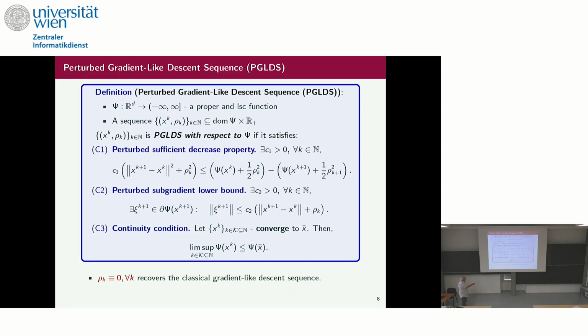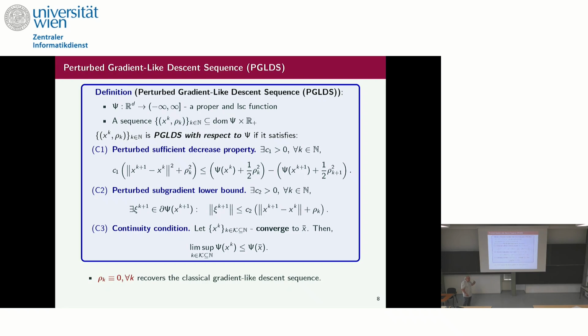Obviously now, if you are not familiar with the classical gradient-like descent sequences, if you plug in epsilon k equals 0 identically, then you get exactly this. This is 0, this is 0, this is 0, so this is exactly sufficient descent. This is a gradient lower bound. This becomes 0, and this doesn't change. Okay? So, of course, we define a very abstract concept here.